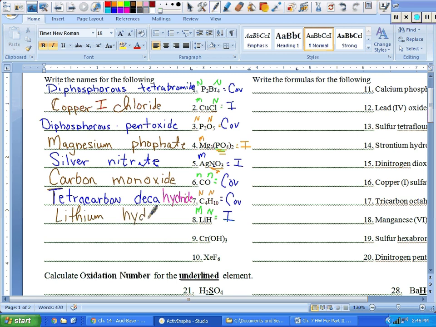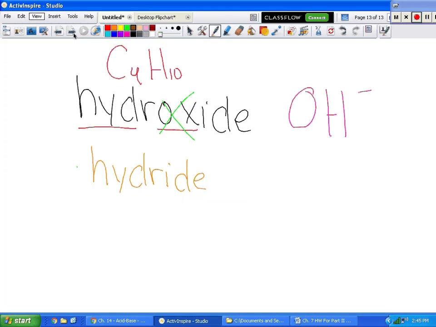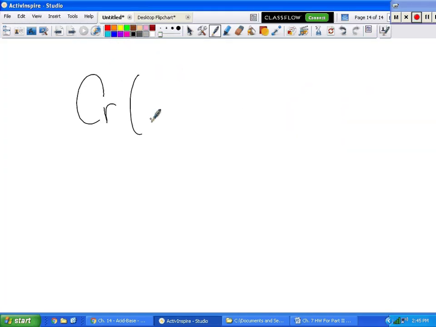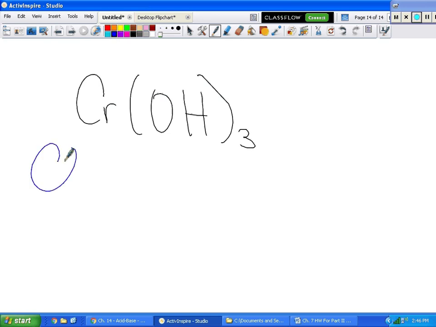Now, this next one, I'm going to come off of this page. We can come back and fill it in just a second. I just need a little bit more room. So, Cr(OH)3. My first question is, what type of bond? There's two ways you know. You've got a metal, and you have a polyatomic ion. So, it's got to be ionic. Now, who is the metal? Chromium. Ryan Howard, does chromium need a Roman numeral? Yes, it does need a Roman numeral.